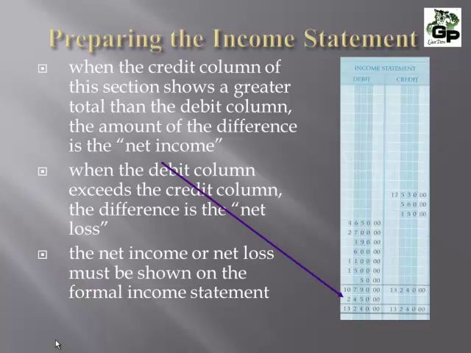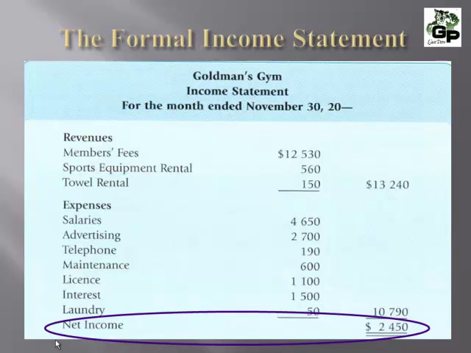So we see in this example that we have a net income of $2,450. We prepare all the income, all the revenue accounts, all the expense accounts, and then we have a net income at the bottom, as you see here, of $2,450 in this example.